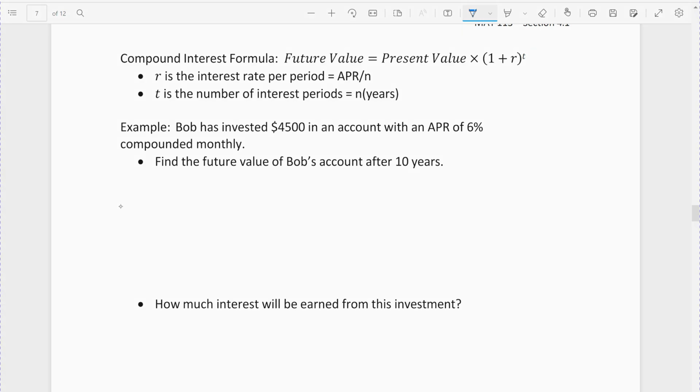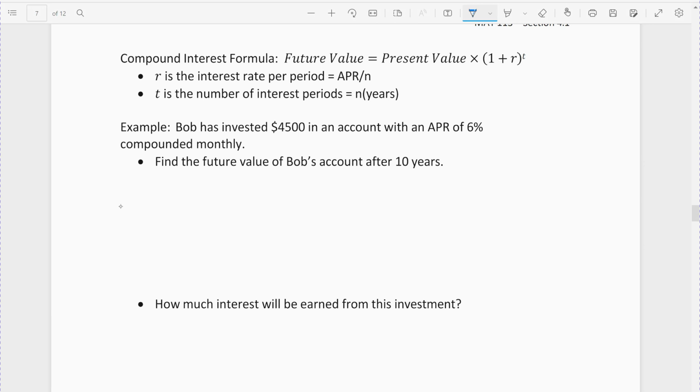Alright, so more examples of compounding interest. And this time we're going to take our annual percentage rate and break it down over the year. So it's the same formula, future value equals present value times 1 plus r to the t. R is the interest rate per period, so you take your APR as a decimal, divide by n. N is how many times you're compounding. So in the previous example, we compounded quarterly, so it was 4 times.